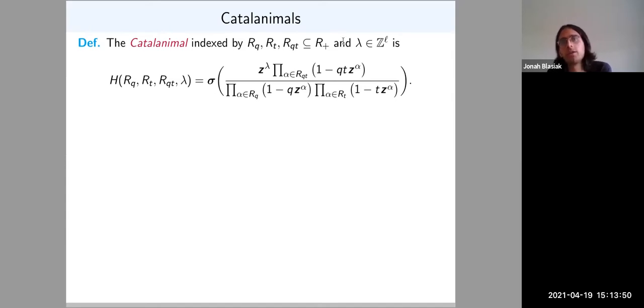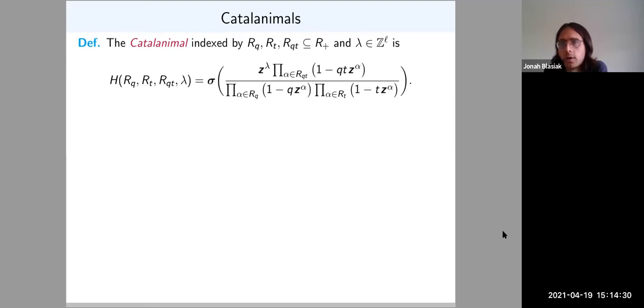Okay, so now there are three pieces of data, or three root sets, RQ, RT, and RQT, together with a weight as before. And again, we have the 1 minus QZ alpha in the denominator. We have an additional factor 1 minus TZ alpha in the denominator. In the numerator, we have these 1 minus QTZ alpha factors. For these guys, we're not taking the polynomial truncation. It just turns out to be cleaner if we develop the theory without that, viewing these as actually symmetric rational functions. And then later, for some applications, we'll need to take the polynomial part.